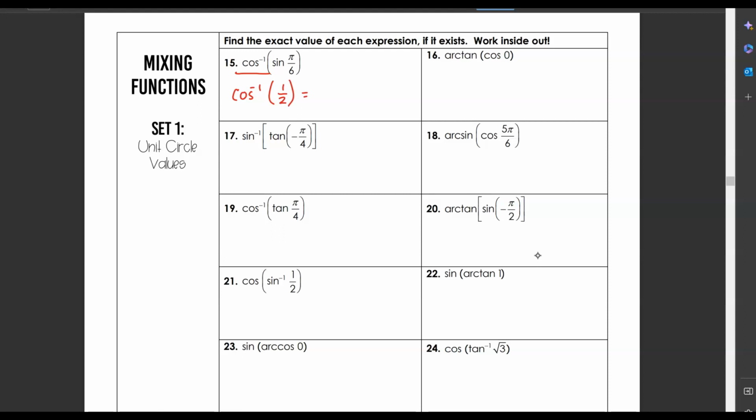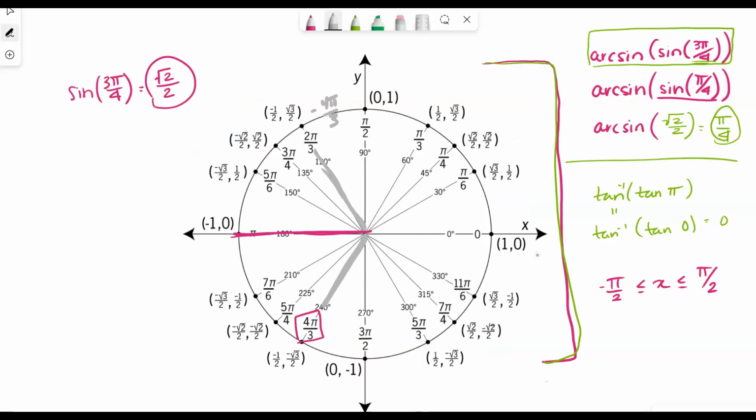What is that? So coming back over here, let's look at our unit circle. So I want to know, well, when does the cosine function equal 1/2? And so I hope you see that cosine is going to be our x value. It's going to equal positive 1/2 here. So my value is going to be pi over 3.